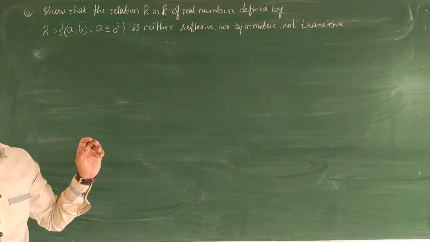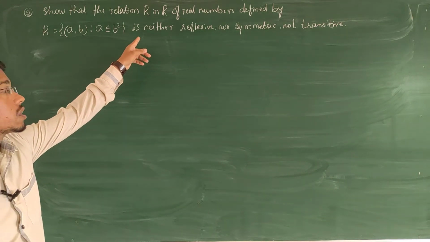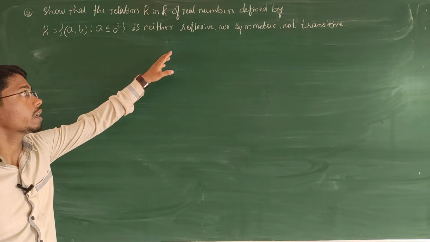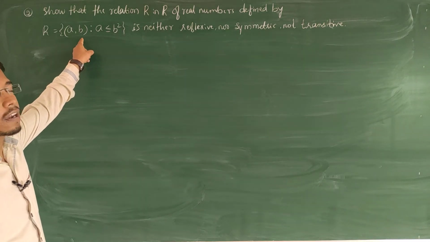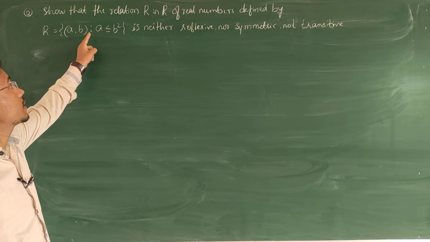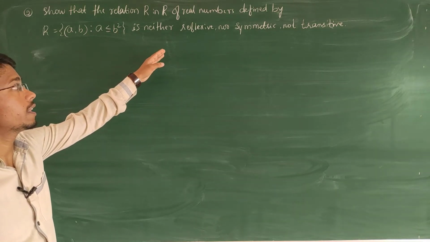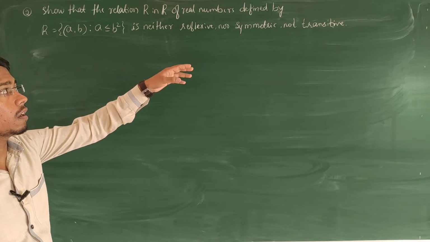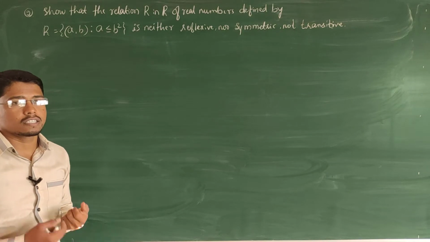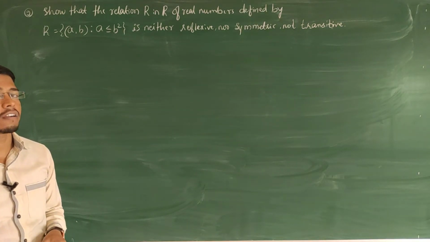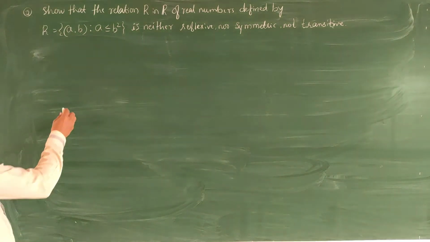Show that the relation R in R, same as the previous. R is a relation on the set of real numbers defined by R = {(a, b) : a ≤ b²}, is neither reflexive, nor symmetric, nor transitive. So we have to show that this is not reflexive, not symmetric, and not transitive.